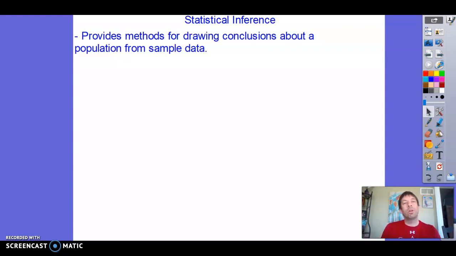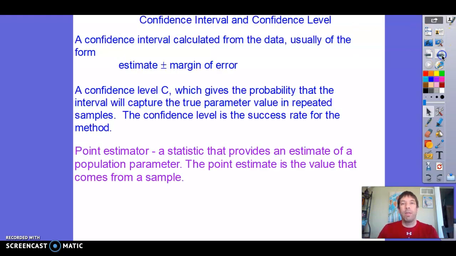So that means that we're drawing conclusions about a population from sample data. Okay, so a lot of times we can't get the entire population's worth of data to analyze. We might need to collect a sample, but we still want to be able to talk about the mean and the standard deviation or different probabilities of that population. And so we do that through what's called statistical inference.